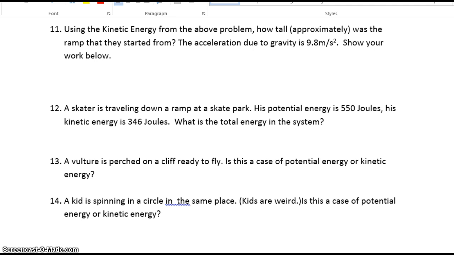So our potential energy formula is mass times the acceleration due to gravity times the height. We're going to put the answer that we found for number 10 and have that equal to the mass, which is still 130, times the acceleration due to gravity, which is 9.8 meters per second squared, times our unknown height. Once you do that, you solve algebraically. And the unit is going to be joules because it's kinetic energy. I'd suggest pausing the video and working that out below.